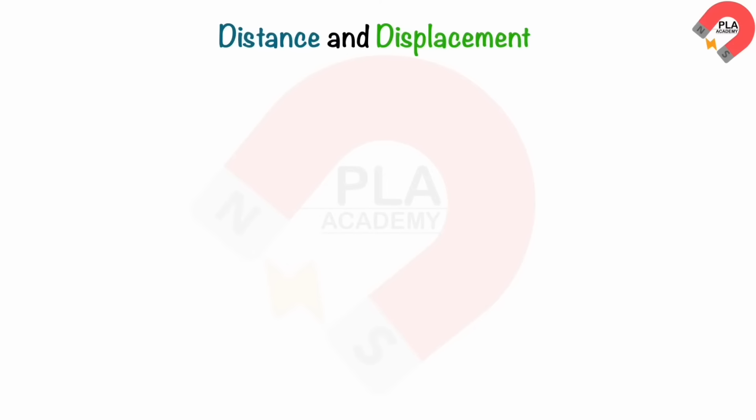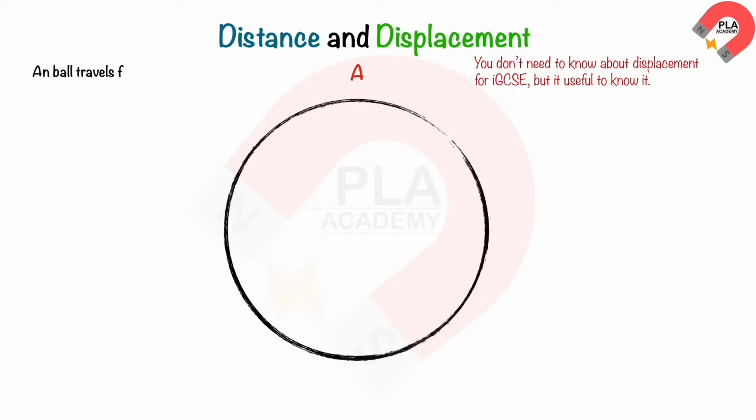Distance and displacement. You don't need to know about displacement for IGCSE, but it's useful to know it. When a ball travels along a circular track from point A to point B, the distance traveled from A to B is half of the circumference of the circle. The displacement is the diameter of the circle, and its direction points from A to B, downward or south.